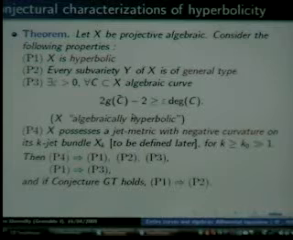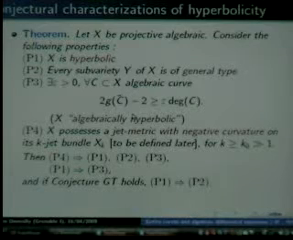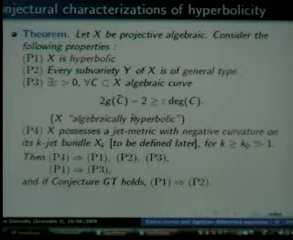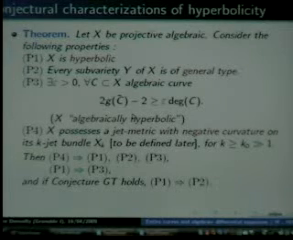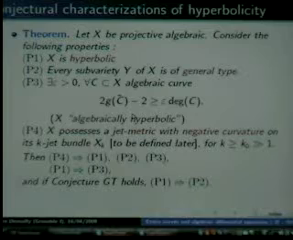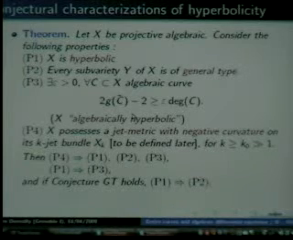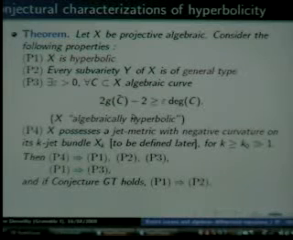And now we have the following theorem, which is not extremely hard. You consider four properties. P1: X is hyperbolic. P2: every subvariety Y of X is of general type. P3: there is an effective uniform bound on the algebraic curves in X.